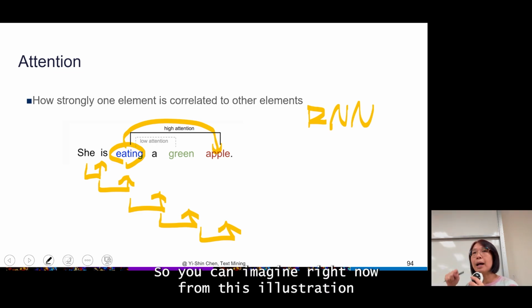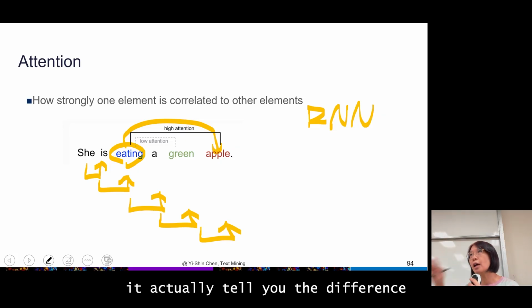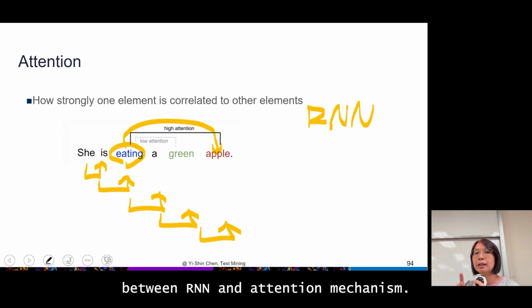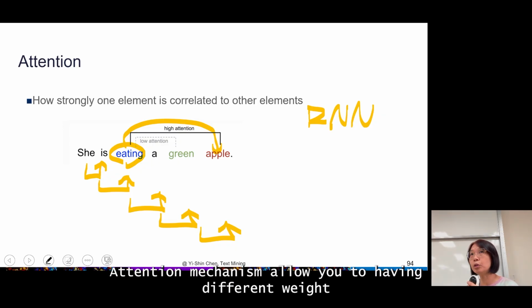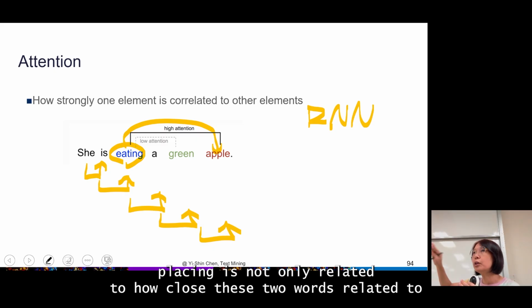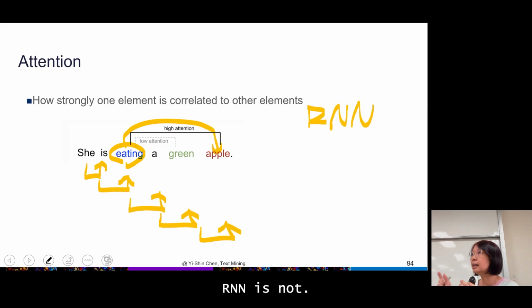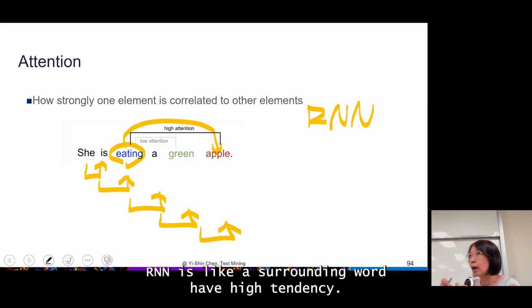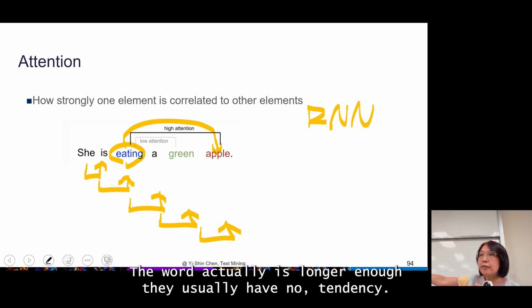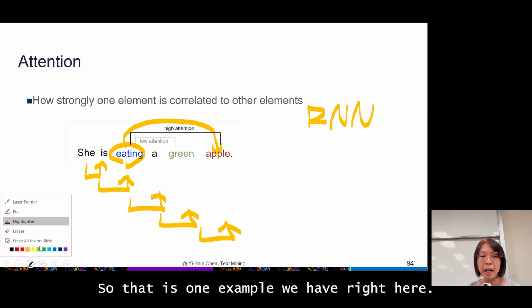You can imagine that this illustration tells you the difference between RNN and the attention mechanism. The attention mechanism allows you to place weights in different ways. It's not only related to how close two words are. RNN is like that: surrounding words have a high tendency, while words that are far enough apart usually have no tendency. That is one example.